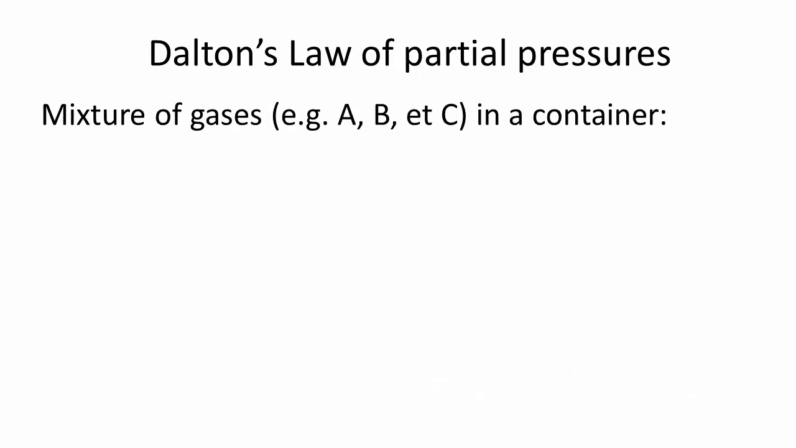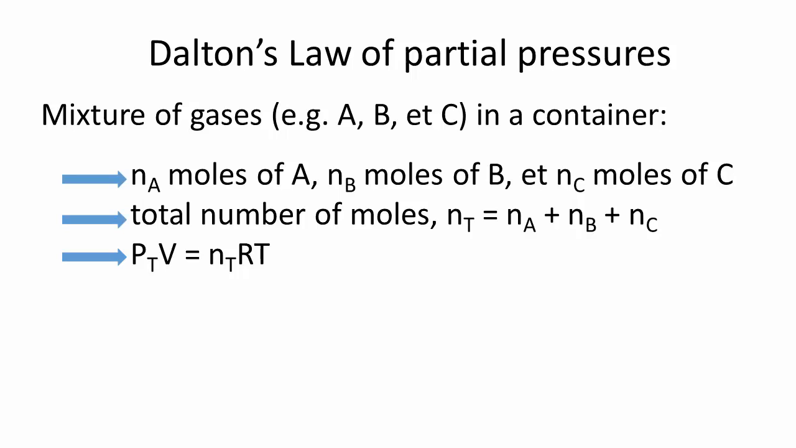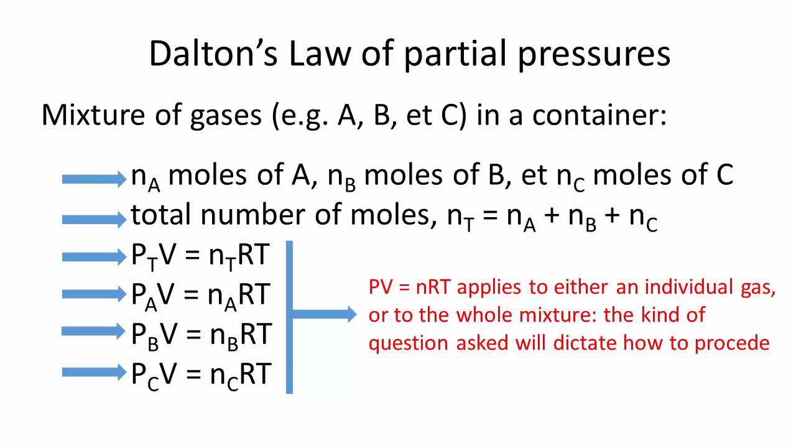Dalton's law simplifies calculations. If you want to know the total pressure, one need only worry about the total number of moles of gas. If you want to know the partial pressure of a gas, one need only worry about the numbers of moles of that one gas. In other words, the famous PV equals nRT can be applied using the total number of moles and the total pressure, or it can be used using the number of moles of an individual gas and its individual partial pressure. You pick the one that is applicable to the problem at hand.